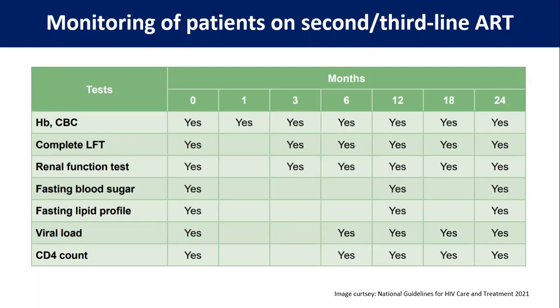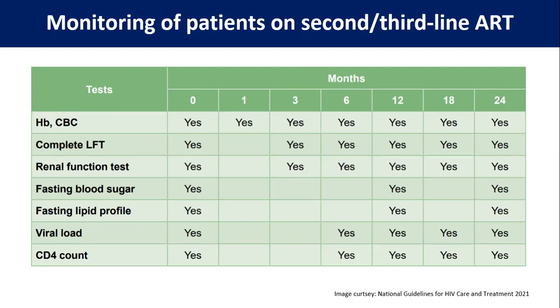Then complete LFT at baseline, then at third month, 6 months, 12 months, 18 months, thereafter every 6 months. Then renal function test: baseline, third month, 6th month, 12th, 18th, 24th. Then fasting blood sugar: baseline, and then 12 month and 24 month, that is, it is yearly. Fasting lipid profile: baseline, 12 month, 24 month, that is yearly.